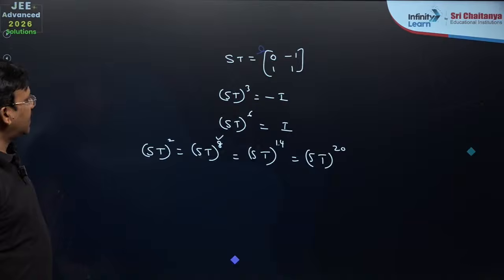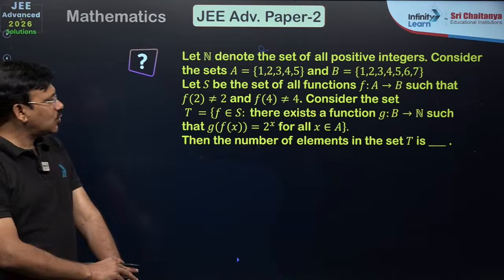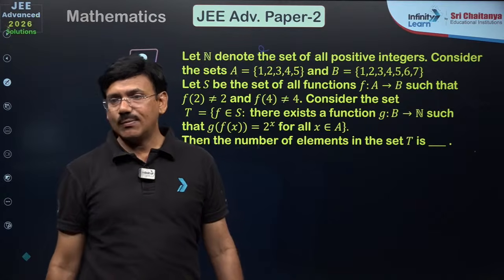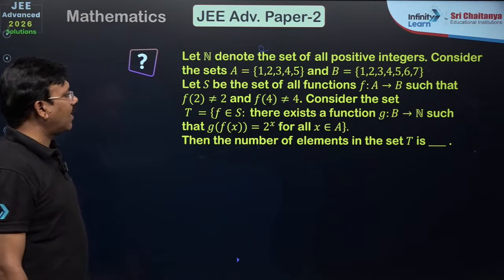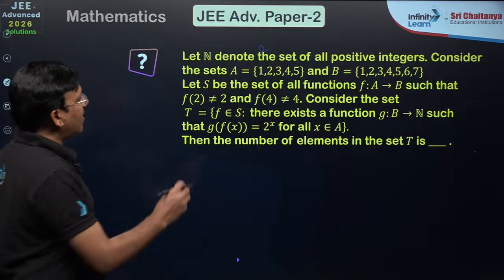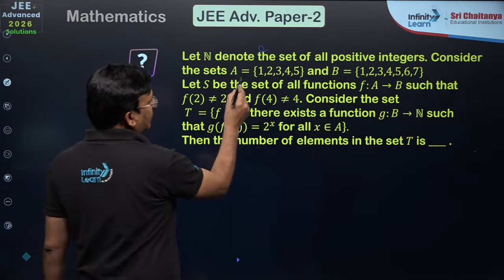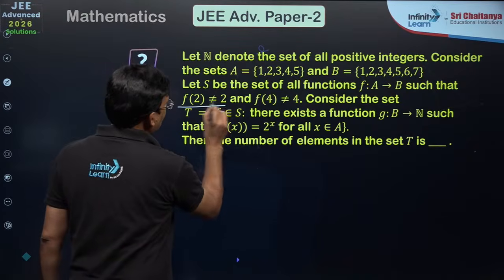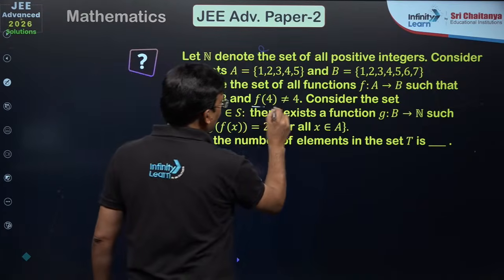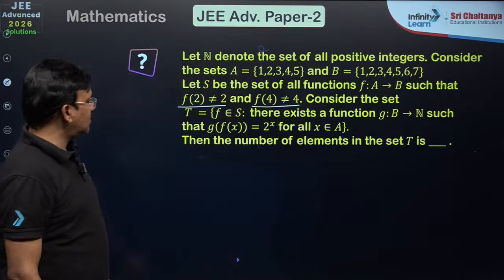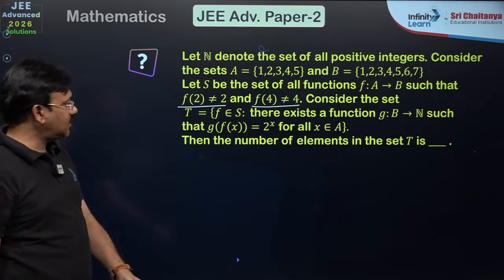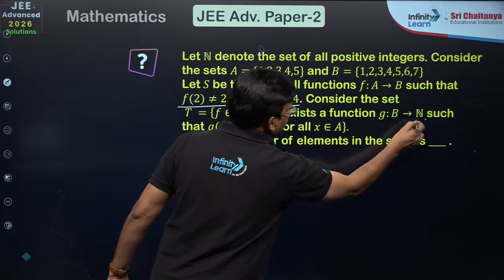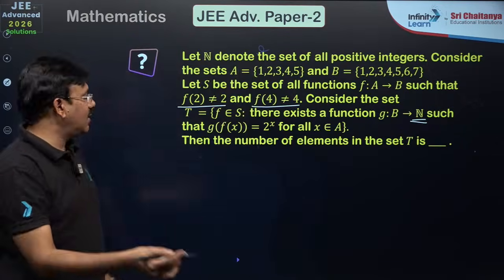Correct? Then next, friends. So we've done single correct answer type questions and multi correct answer type questions. Coming to the next part, in this question, f denotes a function from A to B, but f must be like f of 2 not equal to 2, f of 4 not equal to 4. Consider the set of all such functions, but you must observe that g is a function from B to N. Output can be any number.